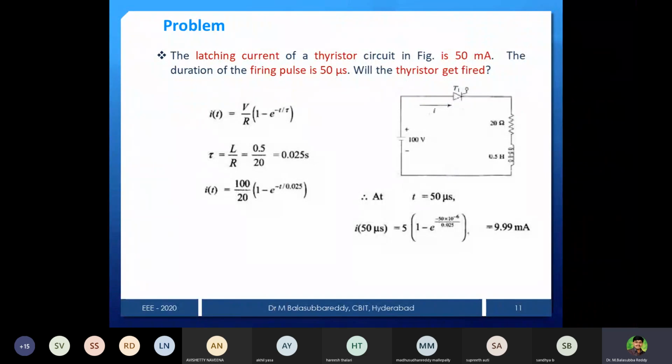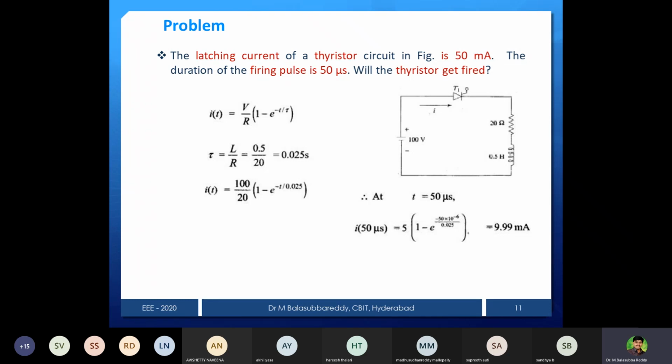Then what is the current we are required to maintain in the on state? 50 milliamperes. That is the latching current. But how much? If the pulse width is only 50 microseconds, the current is only 9.99. Then to maintain the on state, we are required to give the firing pulses for more time. Then only the current will increase further. But at the moment they already mentioned 50 microseconds.